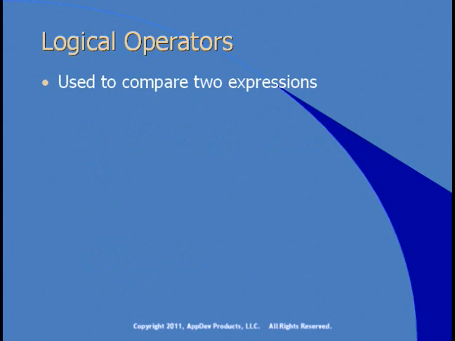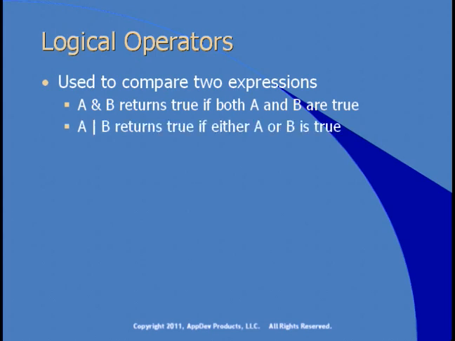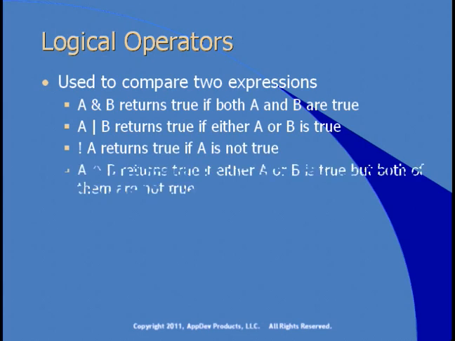Logical operators are used to compare two expressions. A ampersand b returns true if both a and b are true. A pipe b returns true if either a or b is true. Exclamation mark a returns true if the expression in a is not true. A caret b, that caret is shift 6, returns true if either a or b is true, but not both of them.